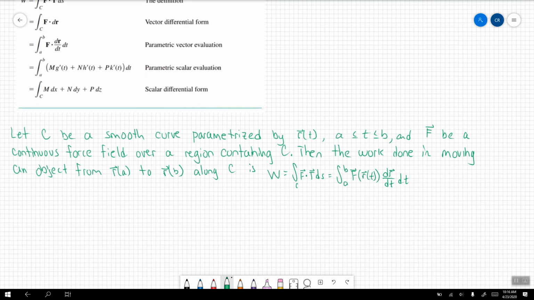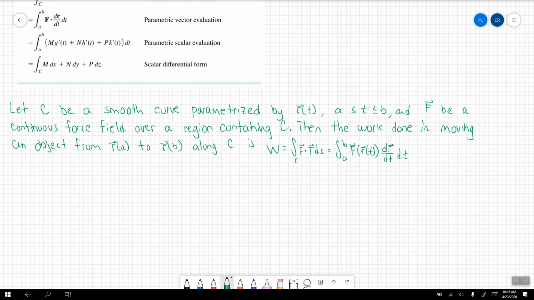Alright, now down below you see this definition here that says let C be a smooth curve that's going to be parametrized by some vector position function, where t is going to be bounded on some interval between a and b, and let F be a vector field.